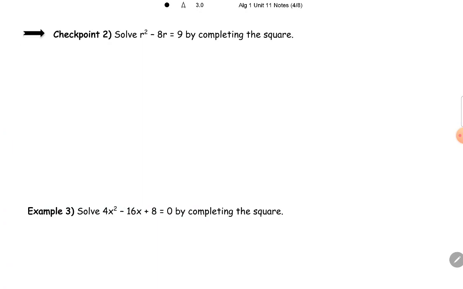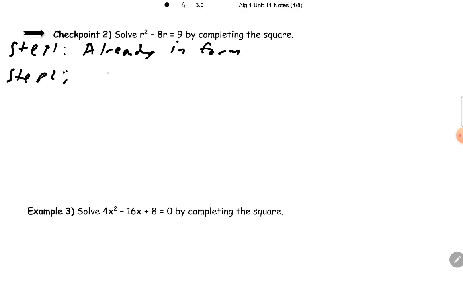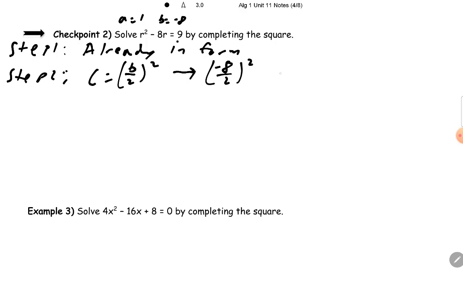Alright, so step 1, it's already in the form. Step 2, find our c value. C equals b divided by 2, quantity squared. A is 1, b is negative 8. So negative 8 divided by 2 is negative 4, squared is positive 16.